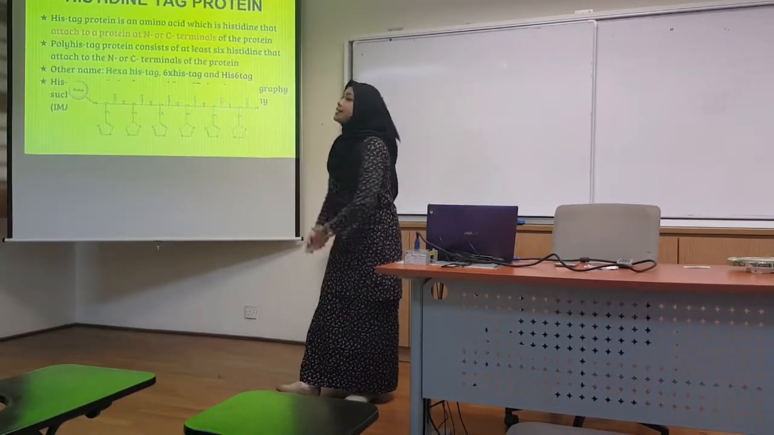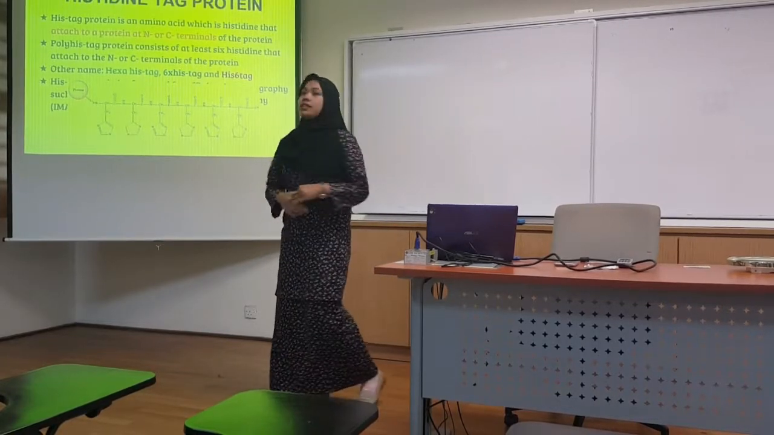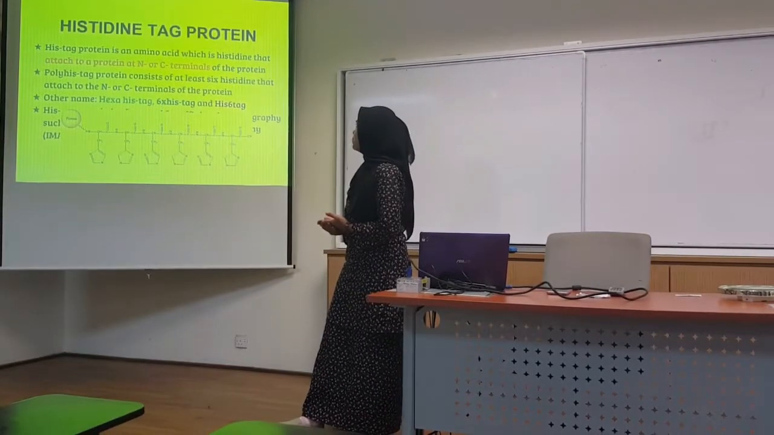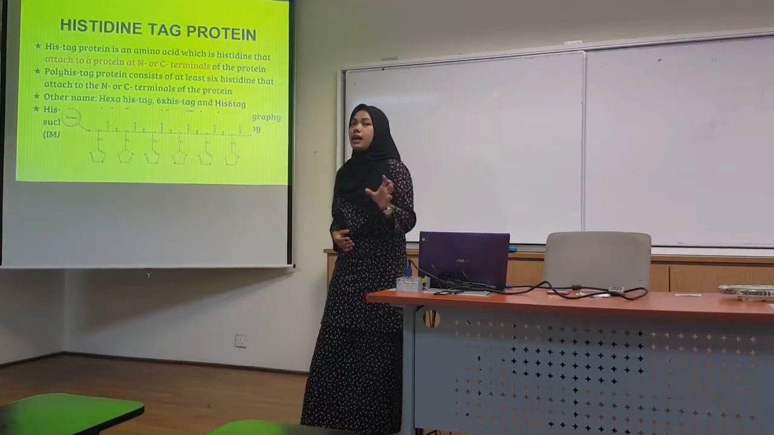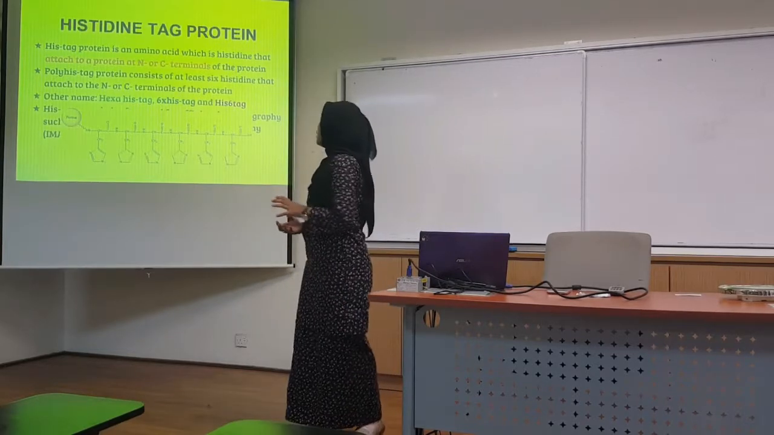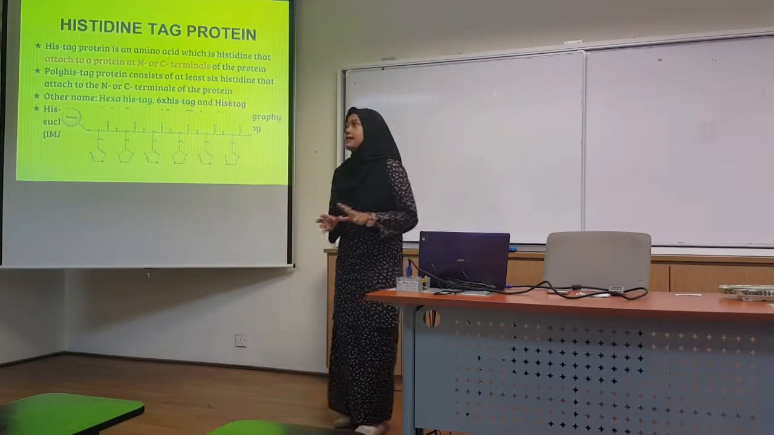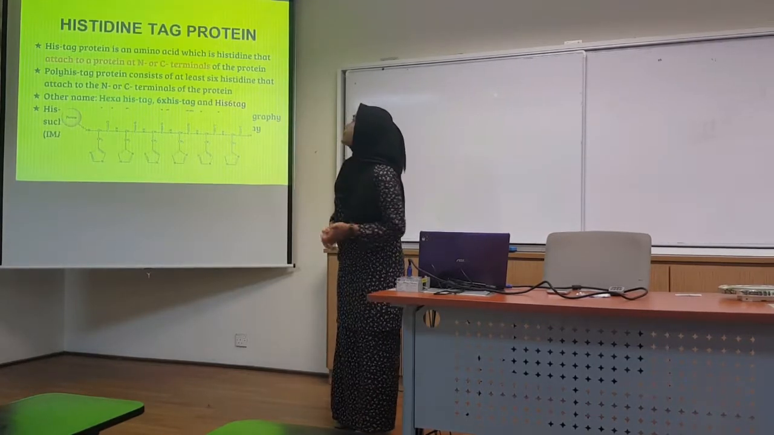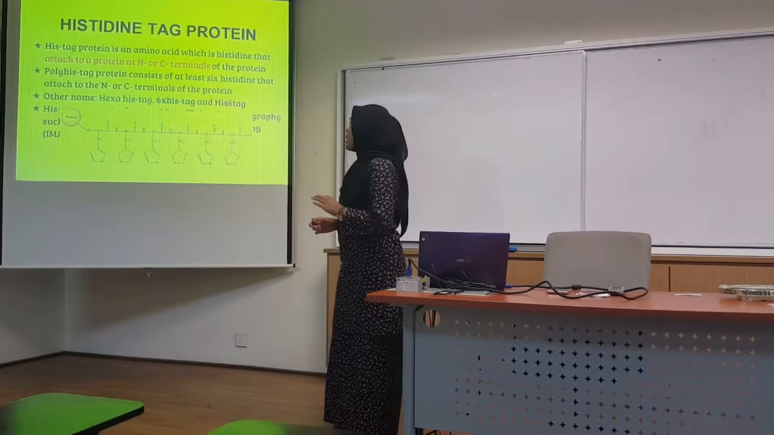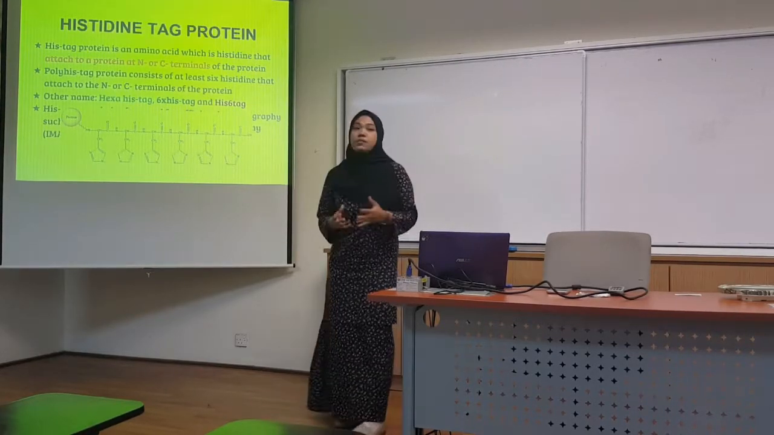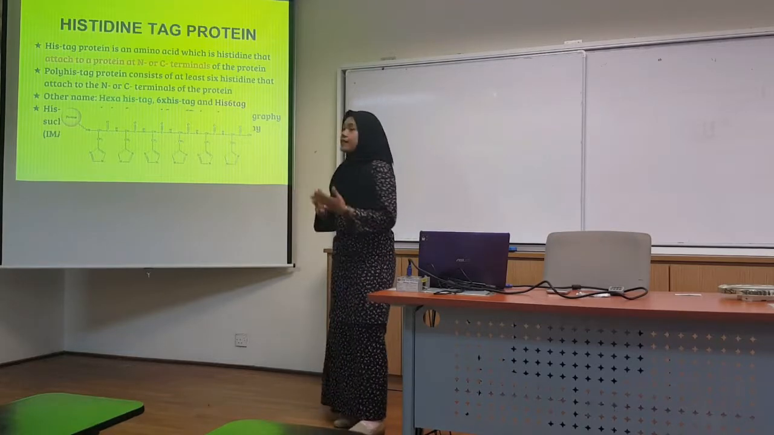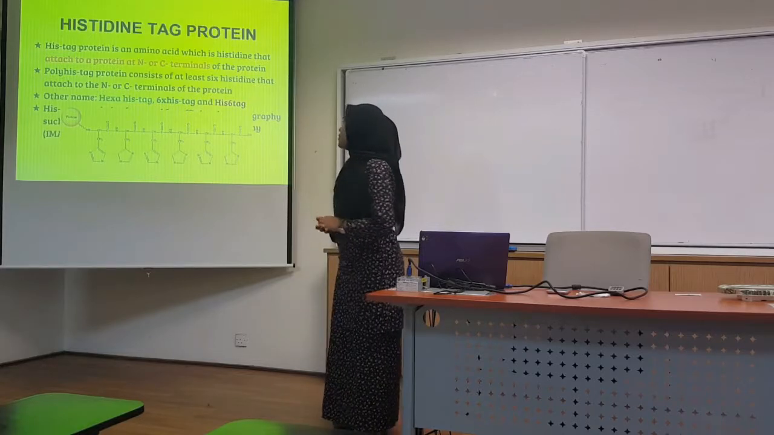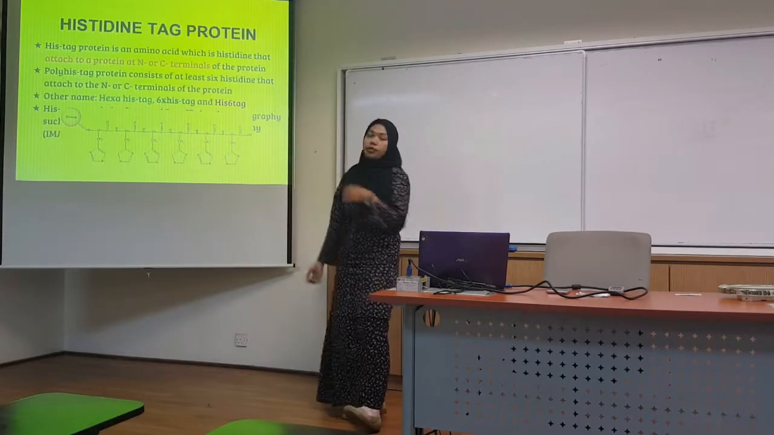Next is, what is histidine-tagged protein? So histidine-tagged protein is an amino acid, which is histidine, that is attached to the N or C terminal of the protein. Meanwhile, polyhistidine protein consists of at least 6 histidine that attach to N or C terminals of the proteins. So other names of histidine-tagged protein are hexa-his-tag, six-his-tag, and also his-6-tag. So this is the structure of our histidine-tagged protein.